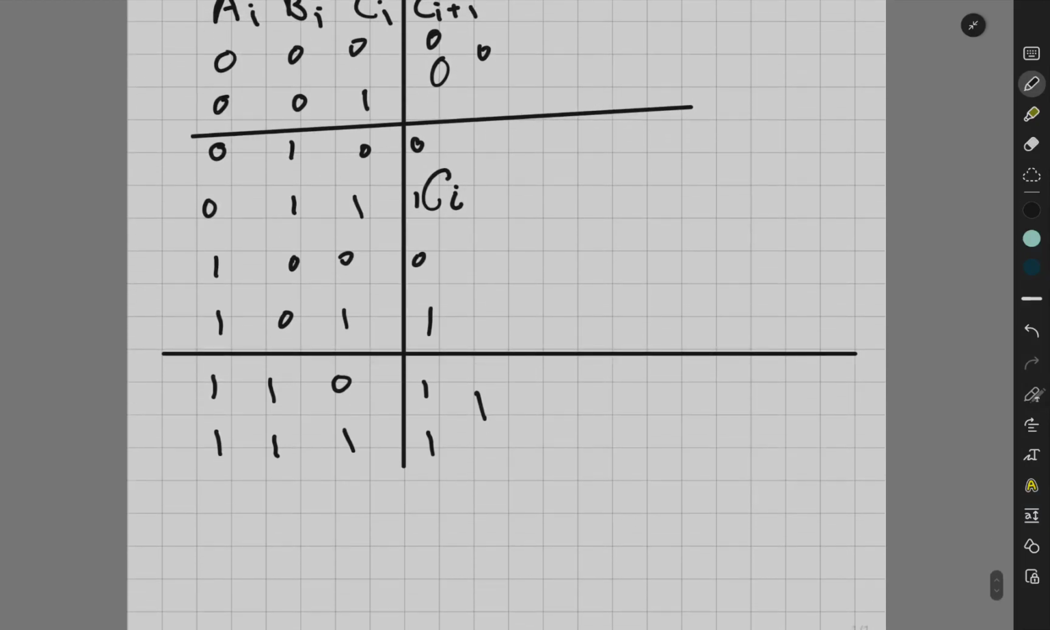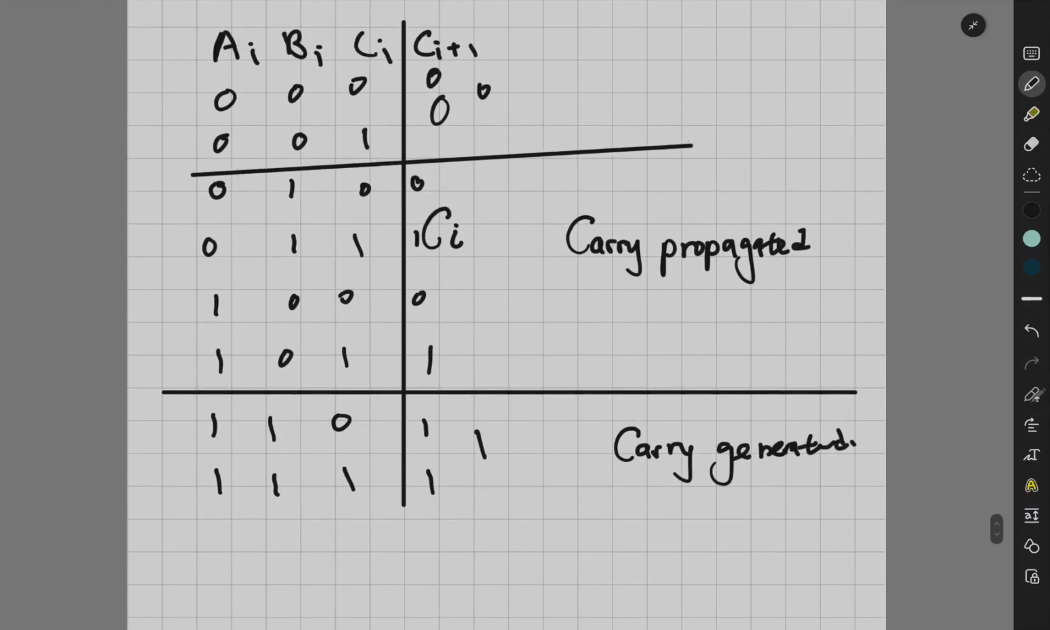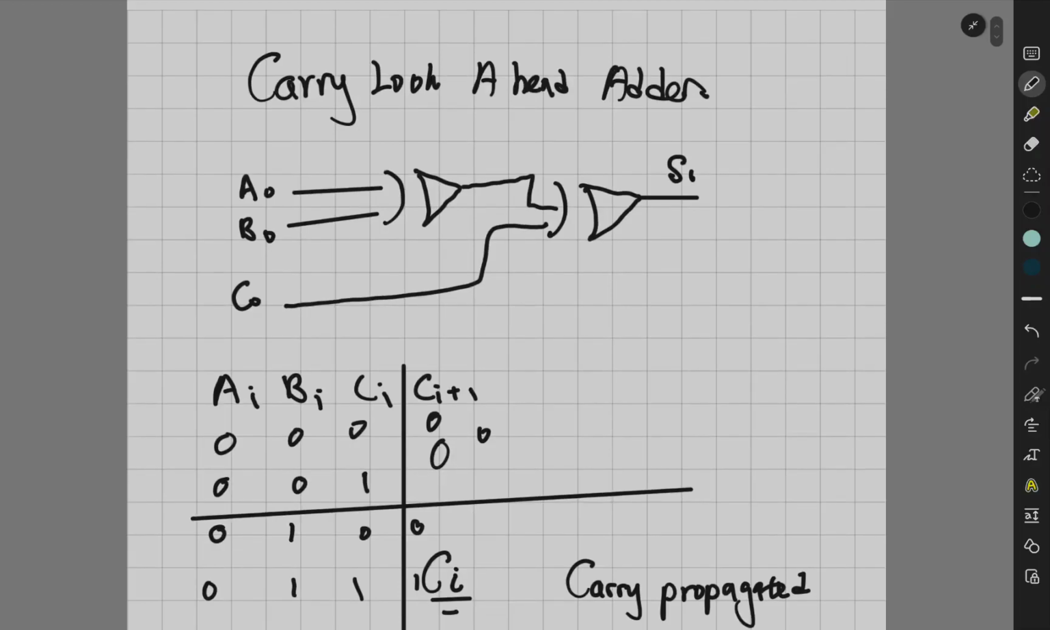For this one we call it carry generate, because a carry is generated. For this one, it is what we call carry propagate. Why carry propagate? Because if we want to determine whether the future carry out is 1 or 0, we need to have the previous Ci value. It means the previous Ci is propagated to the next Ci. I hope you got what I mean.